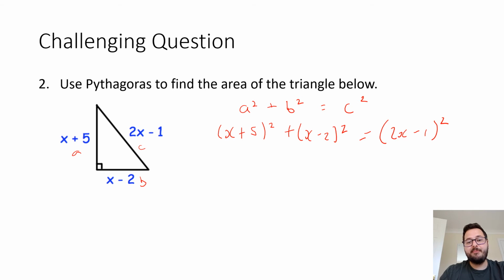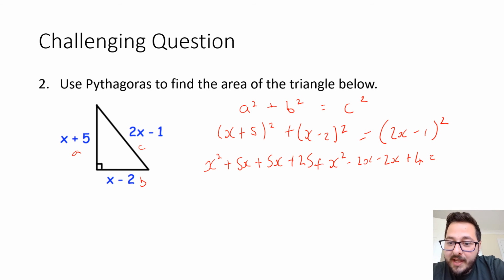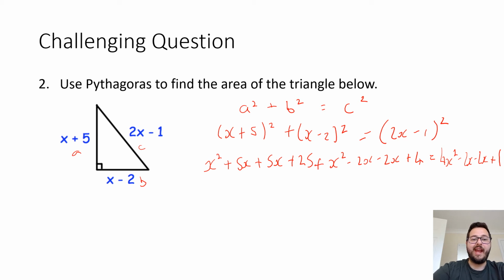Okay, now let's just expand these brackets out then. So x plus 5 times x plus 5, that is going to be x squared plus 5x plus another 5x plus 25. X minus 2 squared is going to be x squared minus 2x plus 4. And then this 2x minus 1 squared is going to be 4x squared minus 2x plus 1.